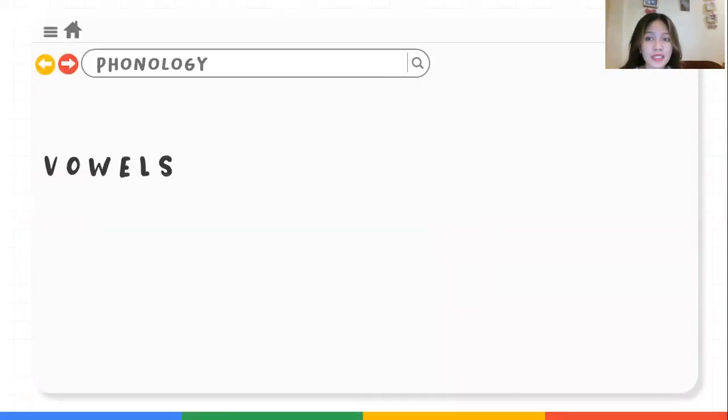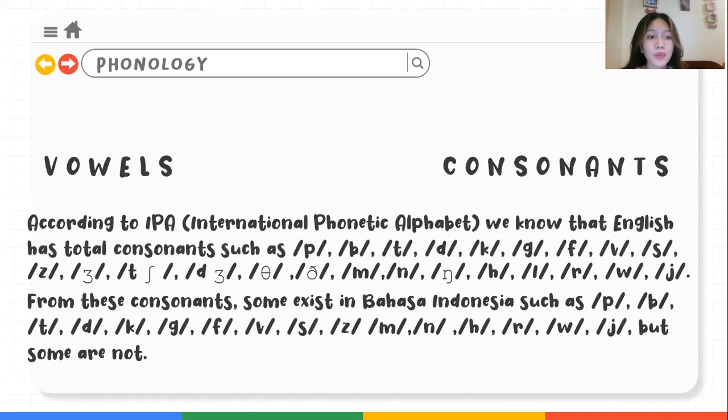Still about phonology. If we're talking about phonology, we will learn all of the English symbols, which are vowels and also consonants. According to the IPA, the International Phonetic Alphabet, we know that English has a total of 24 consonants such as P, B, T, D, etc. As you can see in this PowerPoint, some of these consonants exist in Bahasa Indonesia, such as P, B, T, D, etc. But some do not.